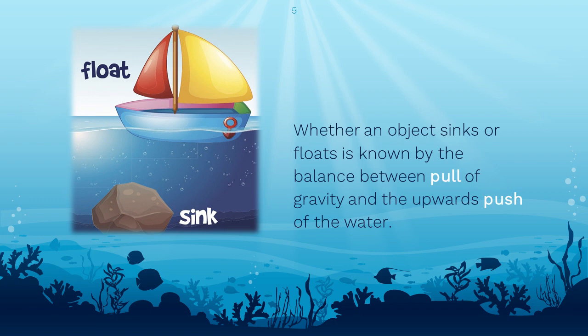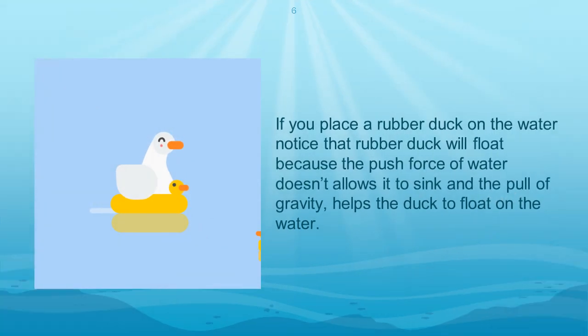So it shows you here in the picture that heavier objects sink because they cannot be pushed upwards by the water. But water can push upwards some things like a boat, and the pull of gravity will help the boat float on the water. Have a look at this rubber duck. You can see it's floating. You can also place a toy rubber duck in water and check what happens. Does it float or sink?